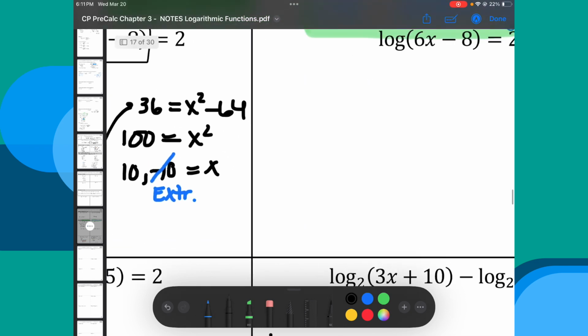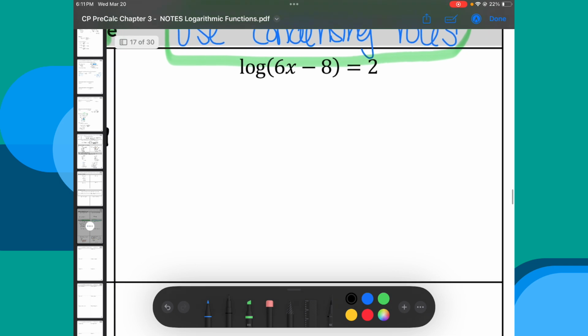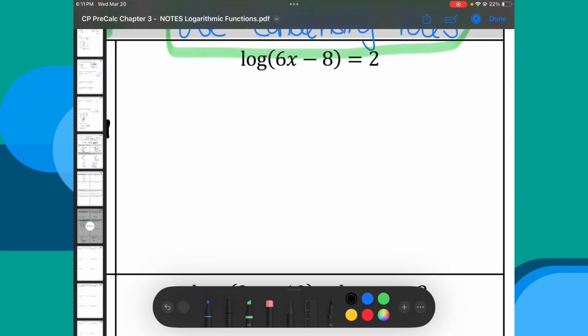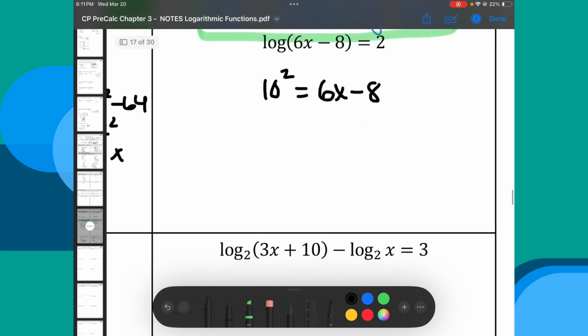All right, let's take a look at this one. So here I just have that 1 log. When I have 1 log, I use exponential. So log, remember this is base 10 when the base is not written. So if I put this in exponential, this is 10 squared is equal to 6x minus 8. 10 squared is 100, and then you can solve, you should get 18. Okay, it's really about how do we get rid of those logs?